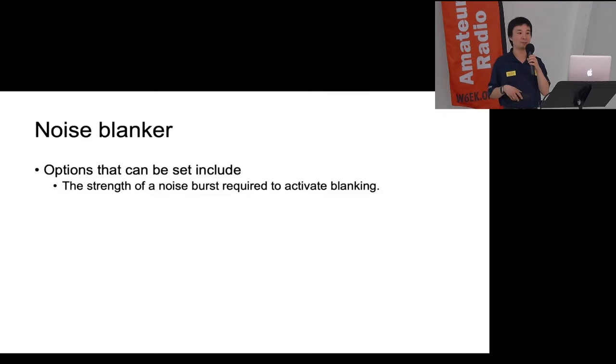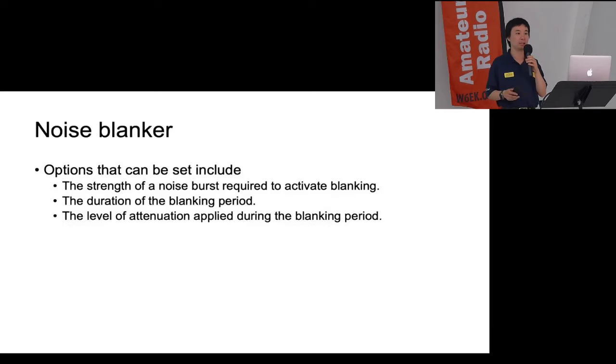The options that can be set in your noise blanker include the strength of the noise burst required to activate blanking. And this is the most important option. You want to play with it so that a strong signal that is intended to be copied does not cause the radio to blank. Then you can set the duration of the blanking period. After a strong pulse of noise, how long do you want it to blank out the output? And the level of attenuation applied. Do you want it to completely go silent, or do you just want it to quiet down?